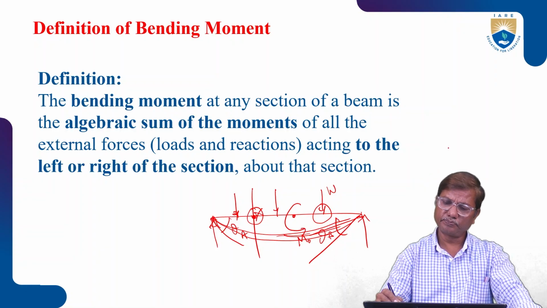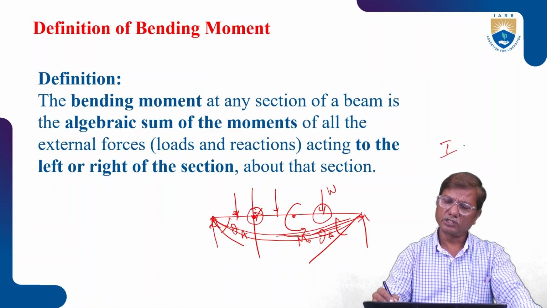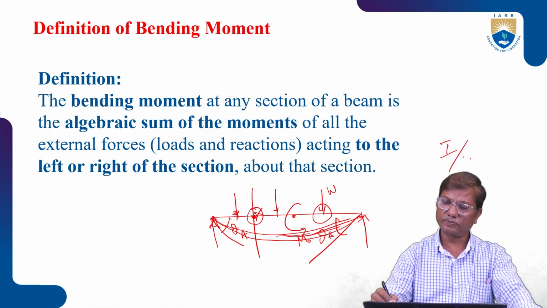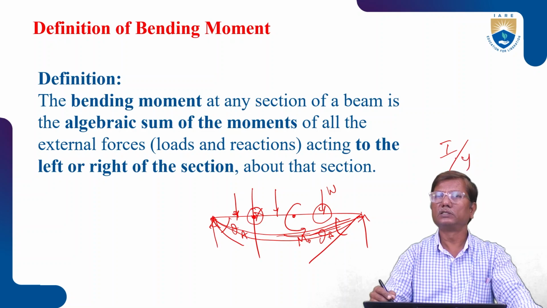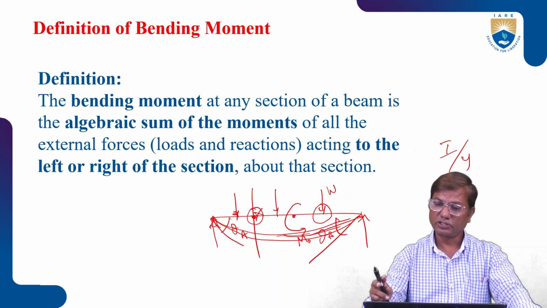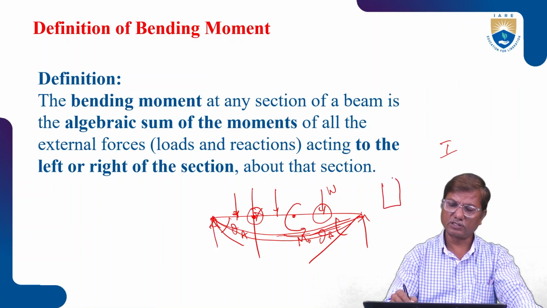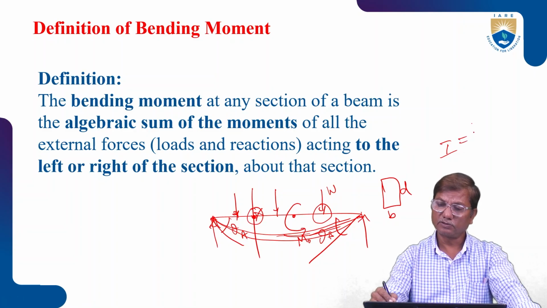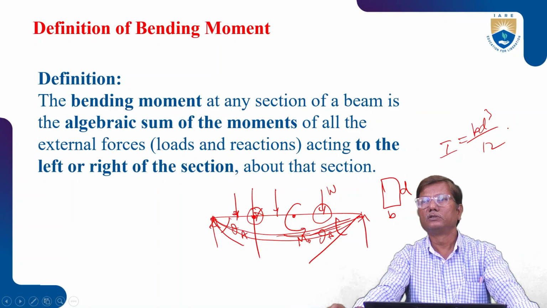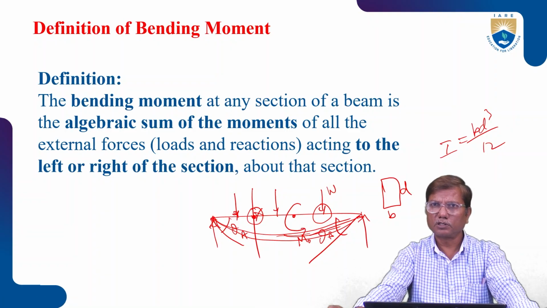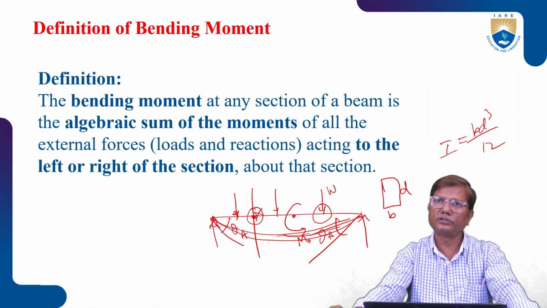Stiffness means, which depends directly on the moment of inertia of the cross section, moment of inertia I. If it is a rectangle with the dimensions B and D, then the moment of inertia is BD cubed by 12. So the stiffness depends on the moment of inertia.